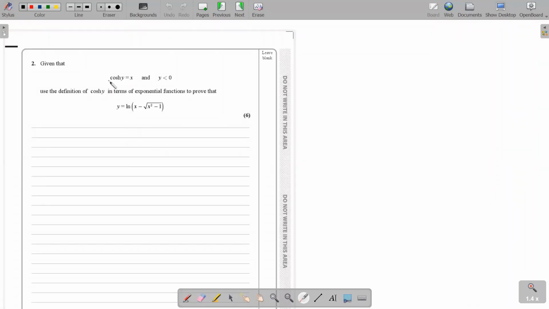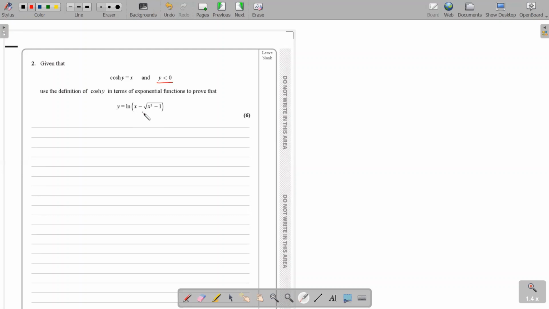Okay, so moving on to question number 2. They say given that cos y equal x and y is less than 0. Okay, y is less than 0. Use the definition of cos y in terms of exponential functions to prove that y equal ln x minus root x square minus 1. So I think you have done this proof in your textbook, but the proof you have done is for ln x plus root x square minus 1. Okay, so the one that we use in the book. So now you have to prove if your y values are negative, then the correct equation to use for negative y values would be ln x minus root x square minus 1. Okay, so let's see what they're talking about.